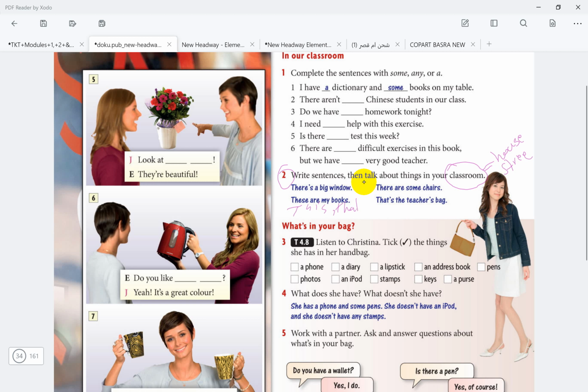that, these, those. Write down your sentences, prepare at home, then we will have it through Google Meet. Okay? Using this, that, these, those. Just like these examples. There is a bag. There is a big window. There are some chairs.